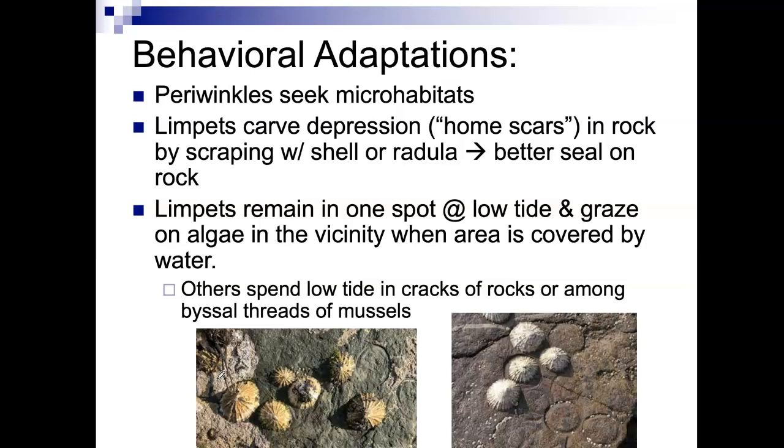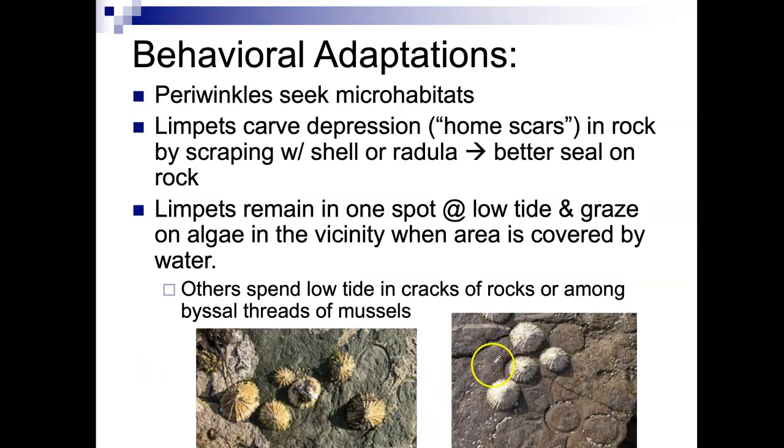Also, they can close off their operculum, take their operculum and close themselves up and help to hold in water. So that's another adaptation, one of the physiological adaptations they have. But between the physiological and the behavioral adaptations that periwinkles have, it makes them very successful in the upper intertidal zones. Limpets, this is really cool.